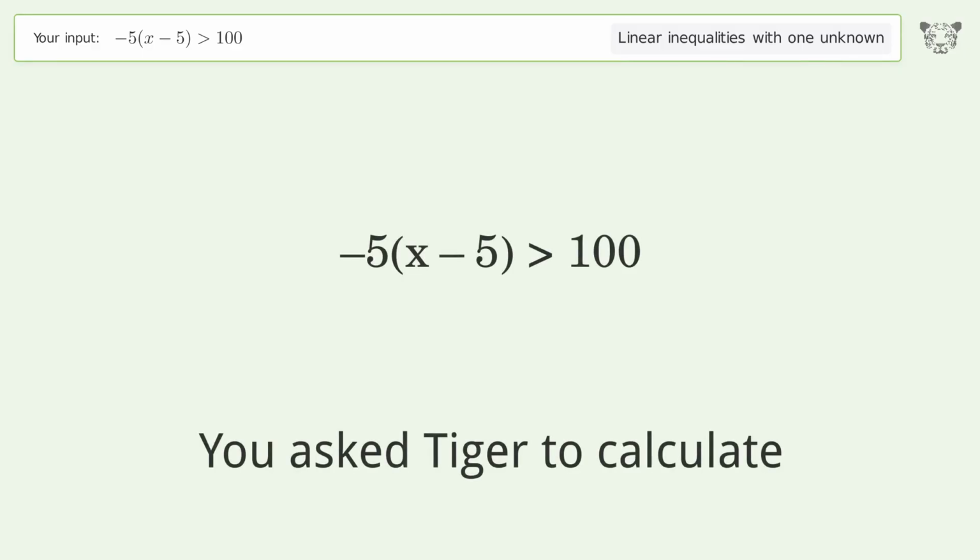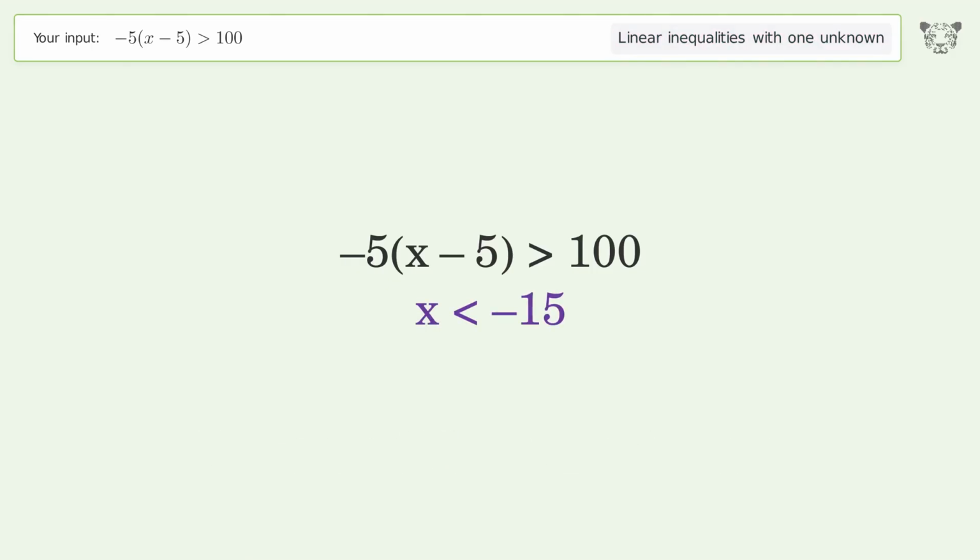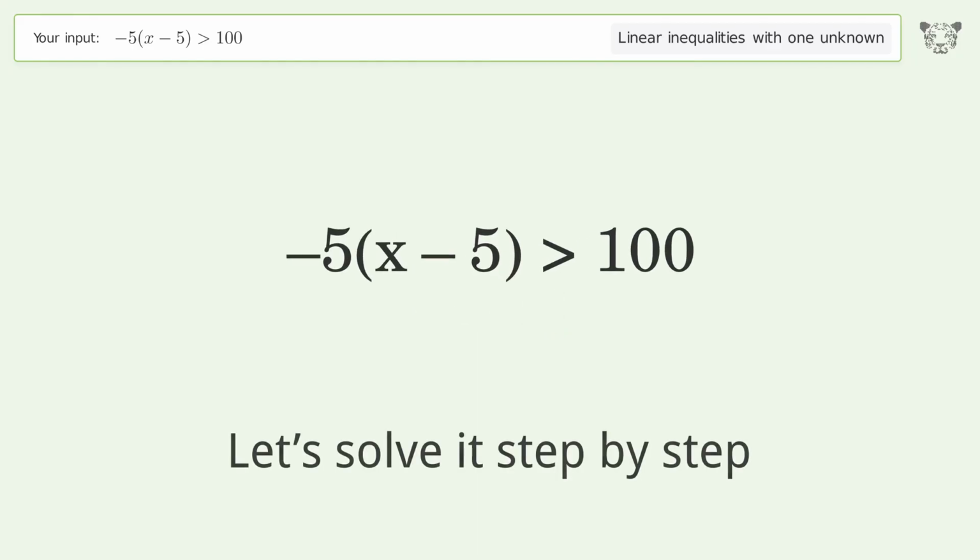You ask Tiger to calculate. This deals with linear inequalities with one unknown. The final result is x smaller than -15. Let's solve it step by step.